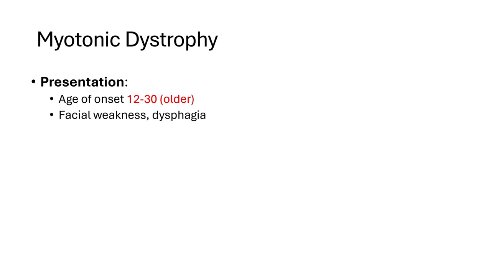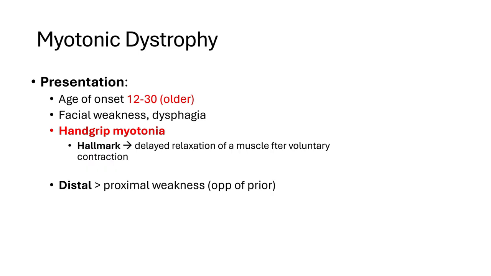Now, myotonic dystrophy has a very unique presentation. Like Becker, it typically presents older in life. 12 to 30, 20 to 30, you'll see different age cutoffs used. This can cause facial weakness, dysphagia. One of the hallmarks of myotonic dystrophy and how it got its name is hand grip myotonia.